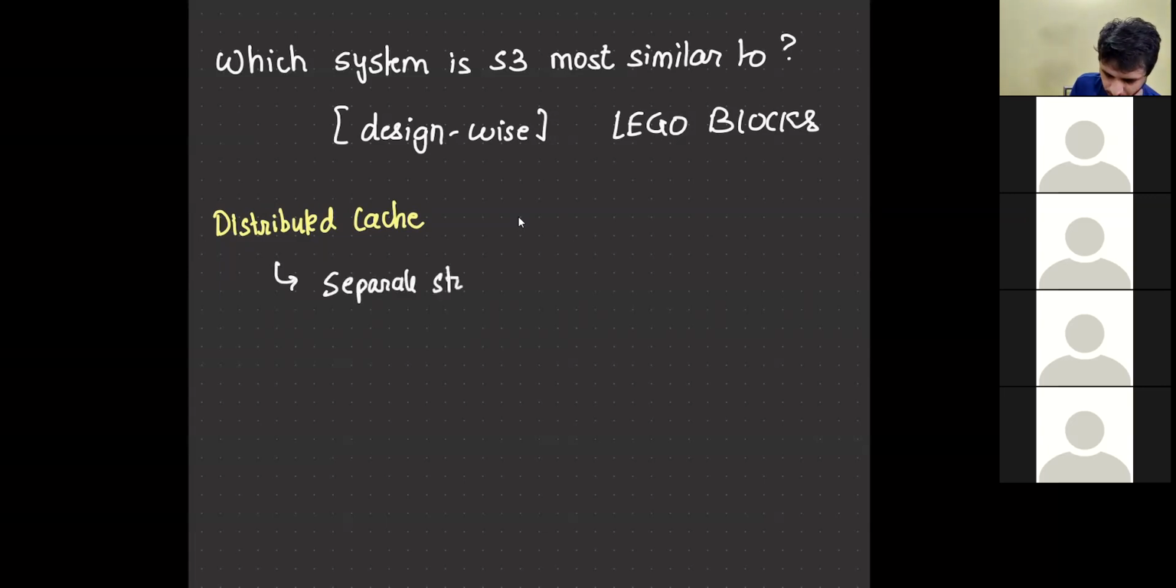Because of the separate storage and API layer. And anything else? Any other caveat with respect to distributed cache or anything specific that we can do? With respect to architecture, we can go with a separate storage layer and a separate API layer. Anything else that you can pick and plug here with S3?